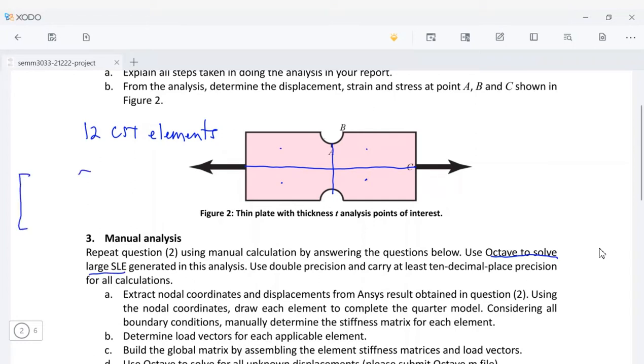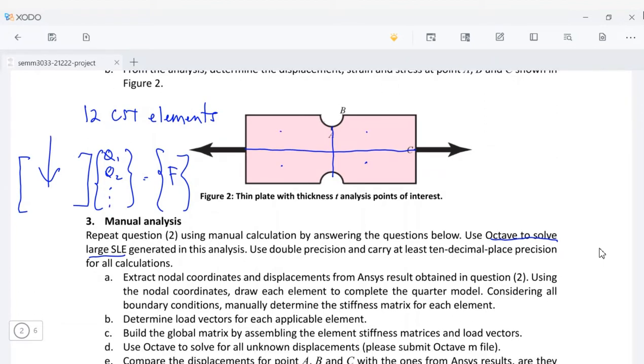If you have 12 elements, what is the size of this? I have no idea. Okay, so it must be huge. Is it 36? I don't think so. It's slightly less than 36, I guess, because one element has 3 nodes, and then we have 12 elements. Then 12 times 3 is 36. But there are some overlapping nodes that you have to consider. Okay, so this is the one. Use Octave to solve this SLE.